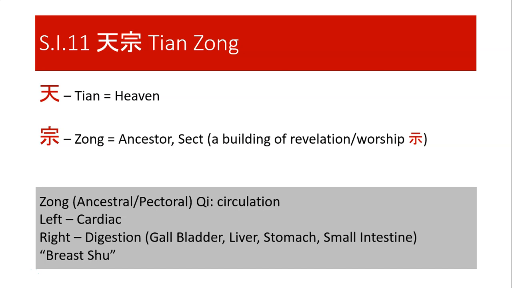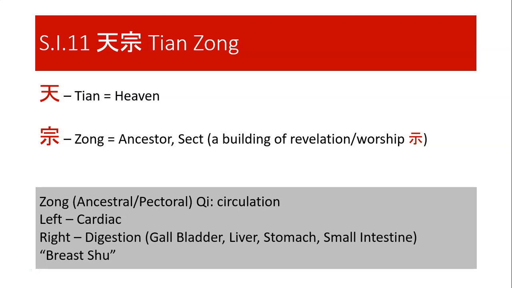Small intestine 11 is a very good and important point. And here we see this character Zong, Tian Zong, the heavenly ancestor. It's as if our heavenly ancestors are looking down at us and we're moving forward. So they're looking at our back because they came before us. And they're penetrating us, penetrating our heart at small intestine 11, if you like.